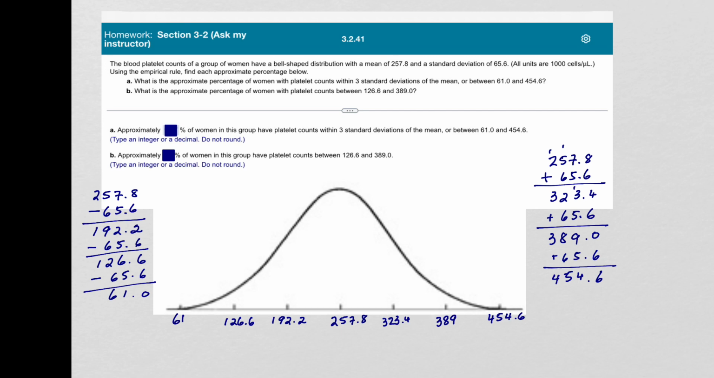It says, approximately what percentage of women in this group have platelet counts within 3 standard deviations of the mean, or between 61 and 454.6. So the empirical rule tells us that within 3 standard deviations of the mean, 3 below to 3 above, we have almost all of the data.